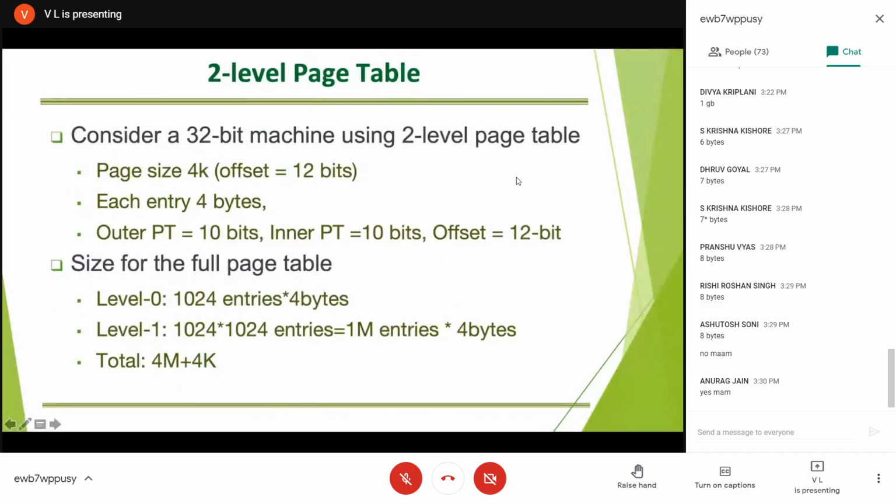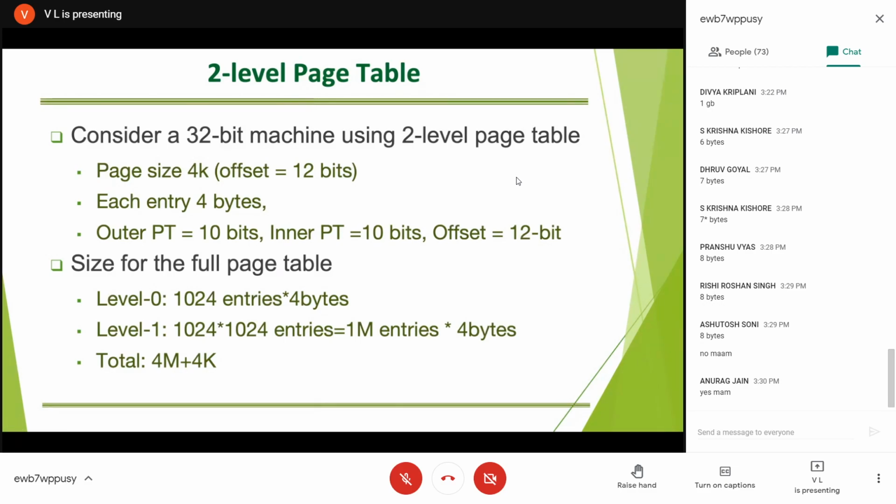So if this is the scenario, let's consider a 32-bit machine using a two-level page table. Let's assume that page size is 12 bits and each entry requires 4 bytes. Naturally, if you have a 32-bit machine and the page size is 4 kilobytes, the offset will be equal to 12 bits. So out of 32 bits, you have reserved 12 bits for the offset, and now you have to allocate 20 bits and divide this between P1 and P2.